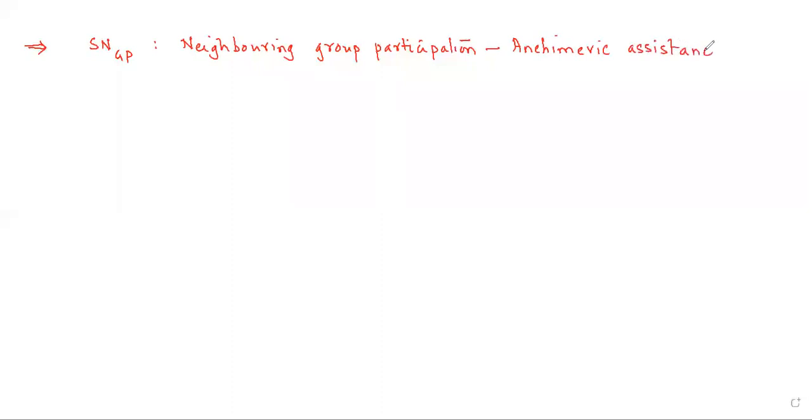Let us go for SNGP. Nothing but neighboring group participation, also known as anchimeric assistance. We'll tell you what this is, taking an example.